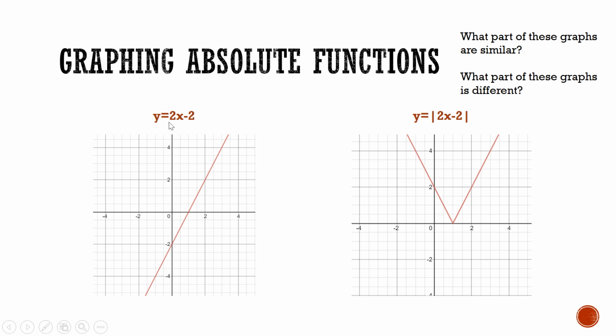So here we have a simple function, y equals 2x minus 2, straight line, pretty simple. So if we take the absolute of that, absolute 2x minus 2, we end up with quite a different function. So what part of this graph is similar? Well, if we look at when y is positive above the x-axis, it's exactly the same. But anything that is below the x-axis, where y is negative, is actually reflected on the x-axis.